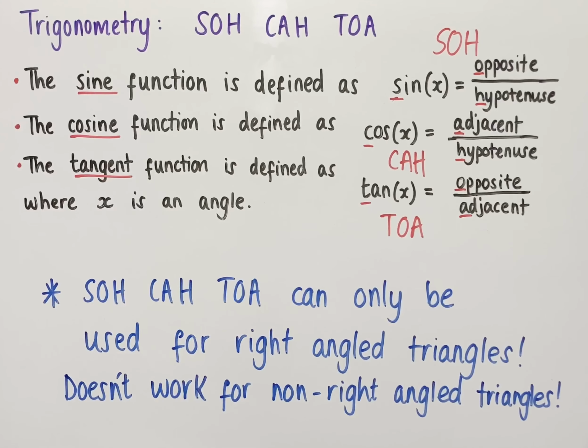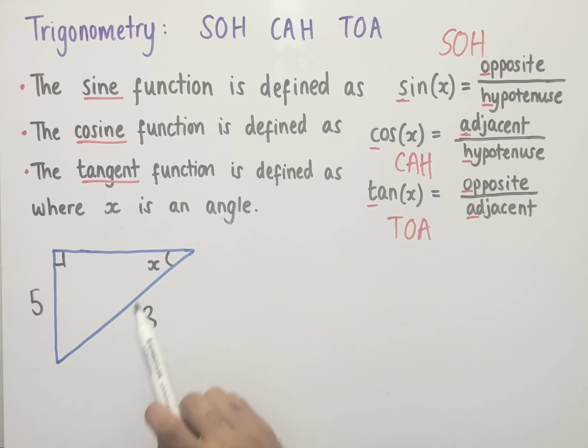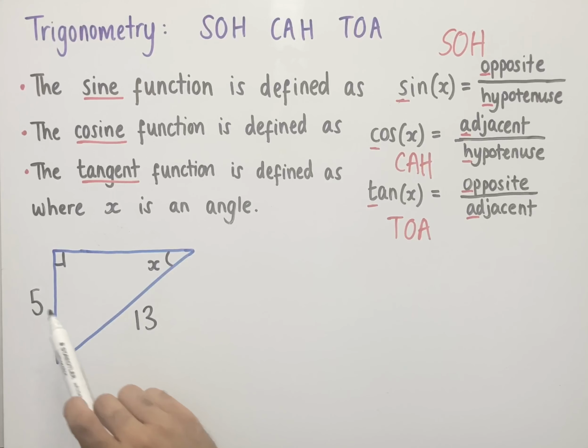Let's look at some examples of where we use SOH CAH TOA to find angles. The key thing is that SOH CAH TOA can only be used for right angled triangles, and it doesn't work for non-right angled triangles. If we start off by looking at this triangle, we've got a right angled triangle with two side lengths and a missing angle that we're trying to work out.